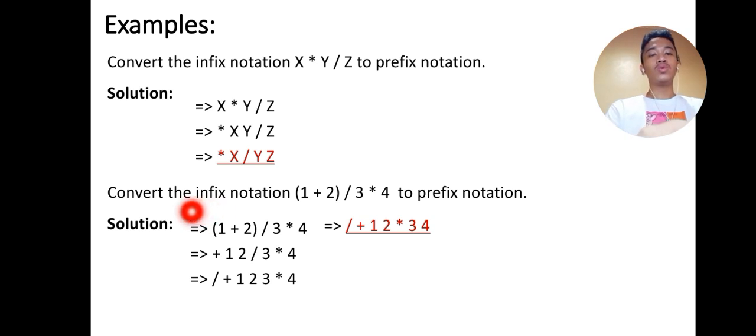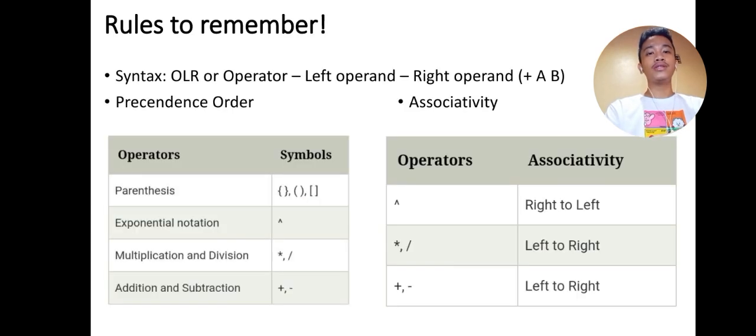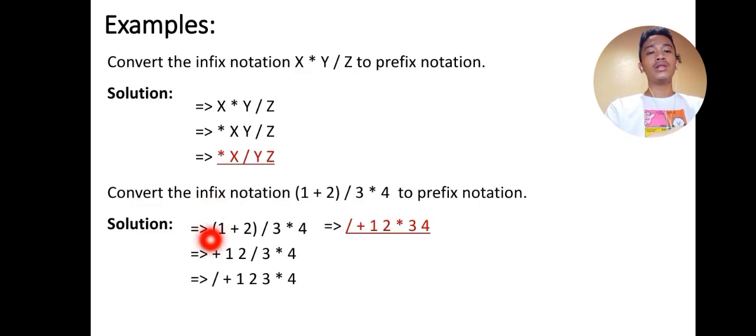And once again, we need to write the given problem, and identify what rule we need to apply for this. For the precedence order, parenthesis has the highest priority. That means we need to convert this first and apply the syntax. So the operator will go to the first place, followed by the left operand and the right operand.